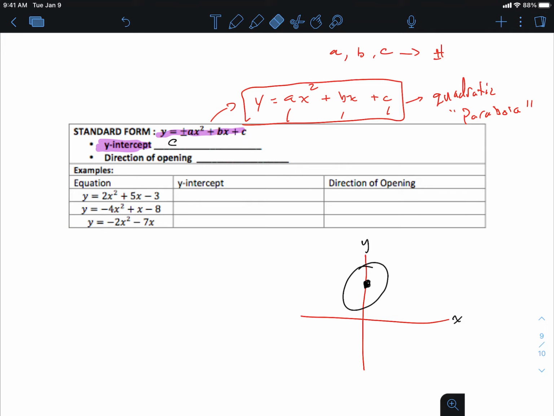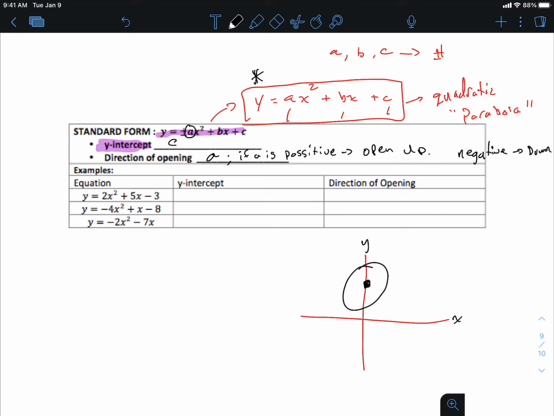The other thing that we can find from this particular equation, when it's written like this, is whether or not the parabola is opening up or down. That is determined by A. If A is positive, we open up. And the opposite's true if it's negative. It opens down.